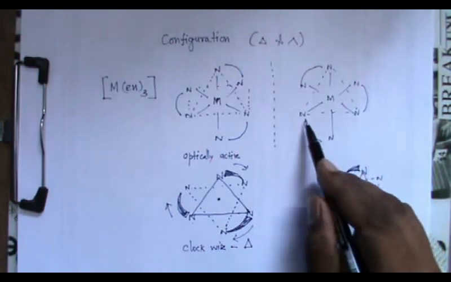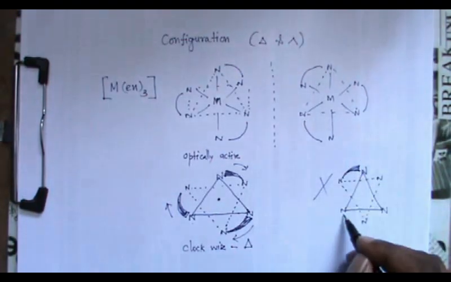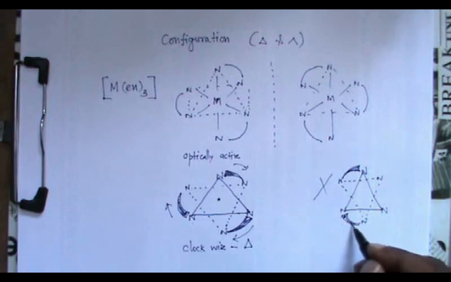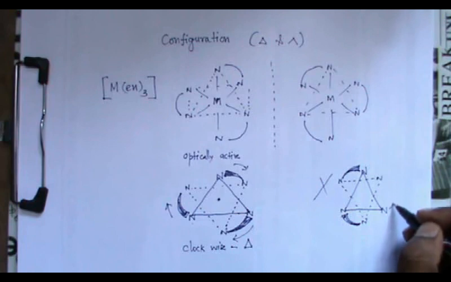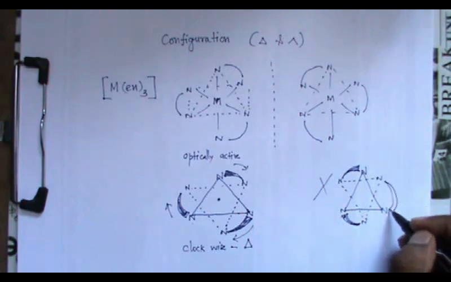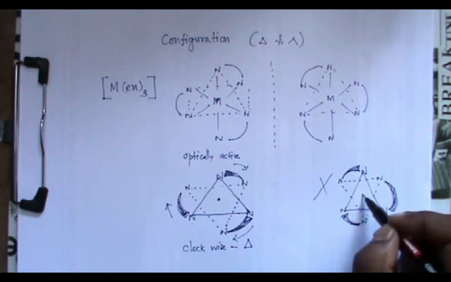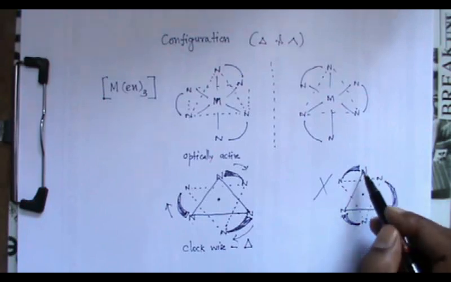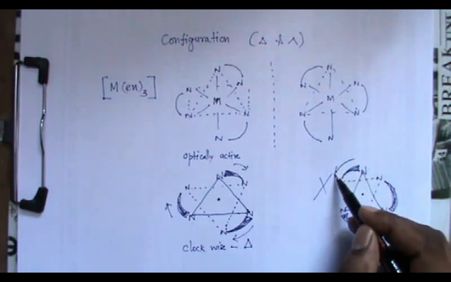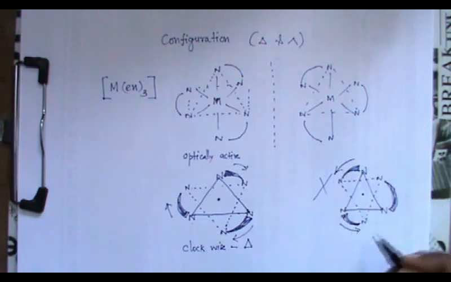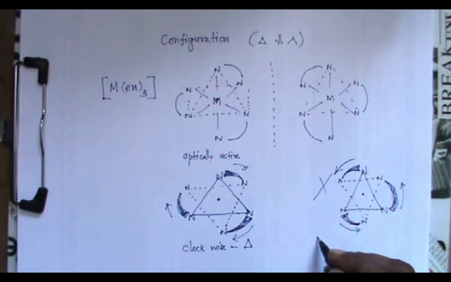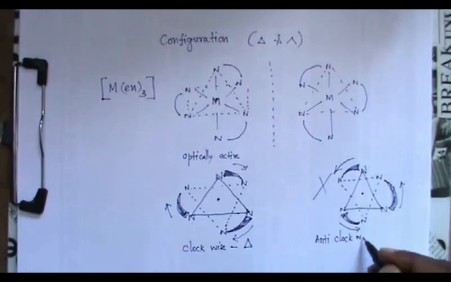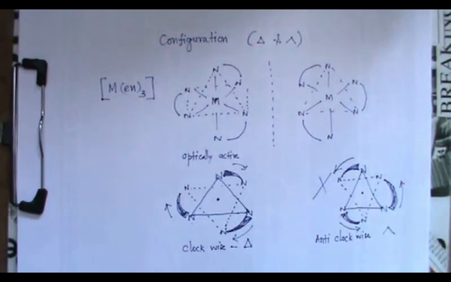Similarly, these 2 nitrogen atoms are connected. This is on the top. This is on the top and this is at the bottom. So I get like this. Now I view through this axis. The connection goes in the anti-clockwise direction. For this, we give the notation lambda.